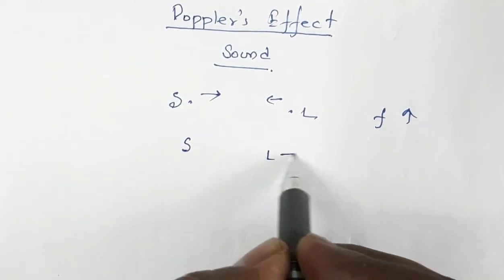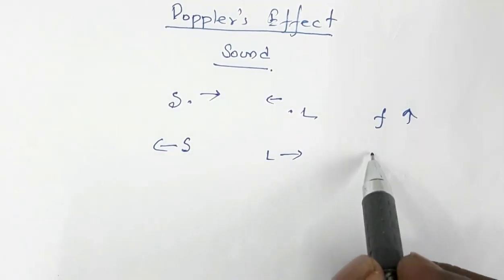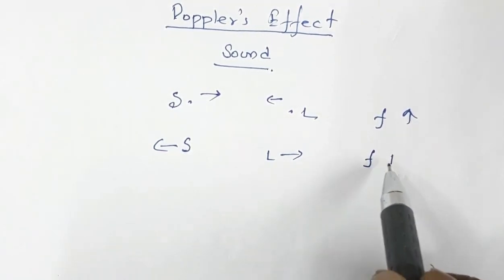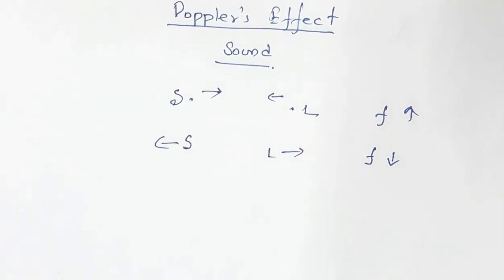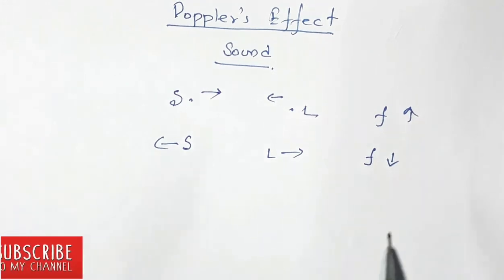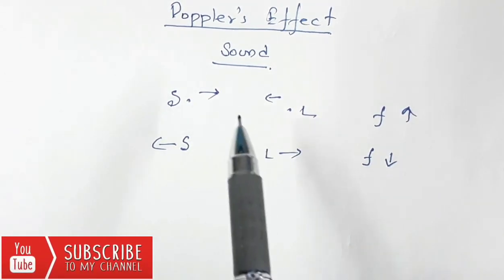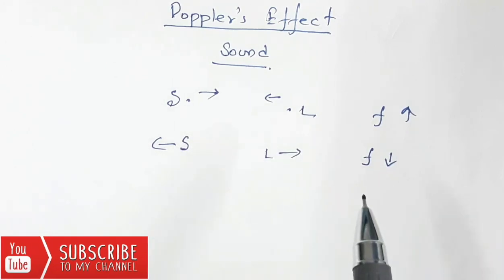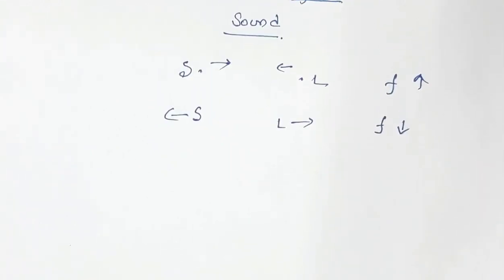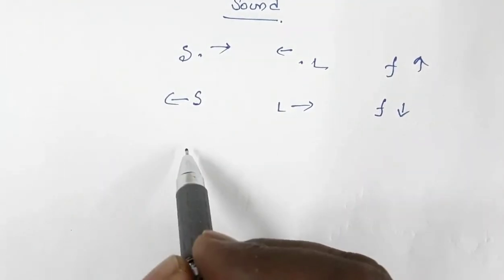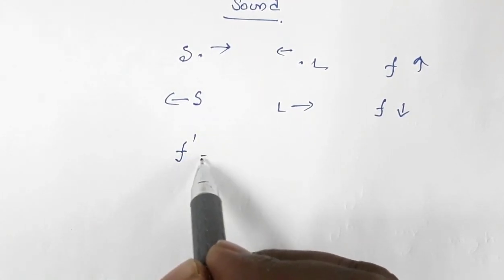If the listener is moving away or the source is moving away such that the separation is increasing, the apparent frequency will decrease. So this is the basic idea. There is a change in the apparent frequency due to relative change in the position of source or listener or both. It's called Doppler's effect.